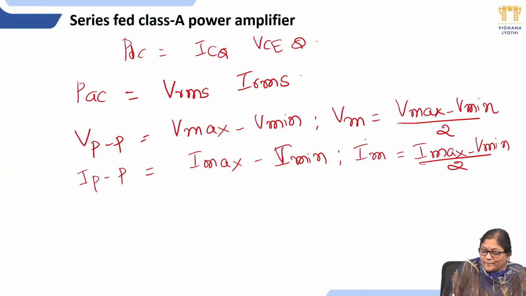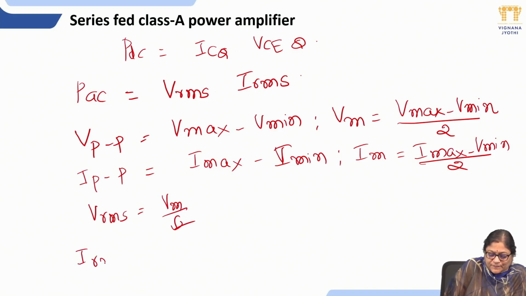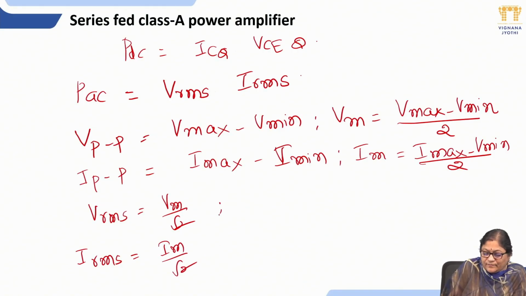Now I want the RMS value. We know that VRMS is equal to Vm by root 2 and IRMS is equal to Im by root 2. Then from this, what is VRMS? V max minus V min divided by 2 root 2.